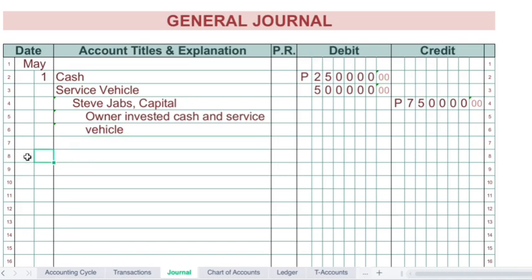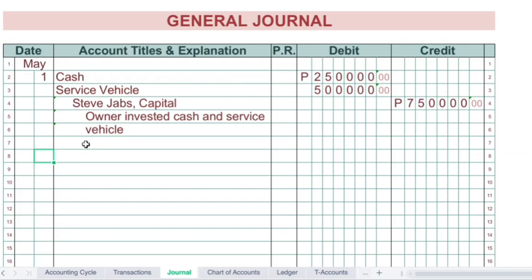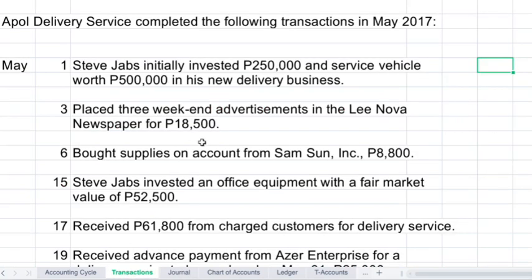So mag-entry na tayo under number 8. Okay. So next transaction natin is on May 3. Okay. So we'll put here 3. So on May 3, the business placed 3-week advertisements in the Lee Nova newspaper for 18,500. So what are the accounts affected here? So nag-place ng 3-week advertisements. So we have advertisement expense. Okay? So that is worth 18,500.